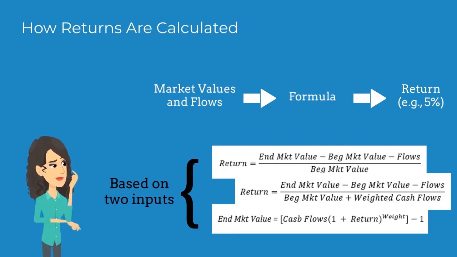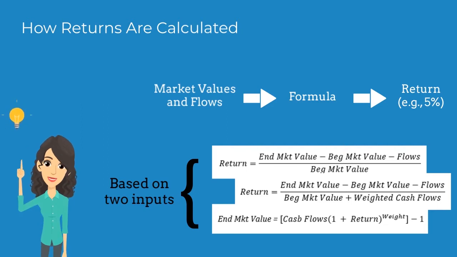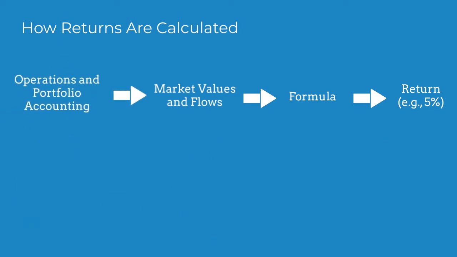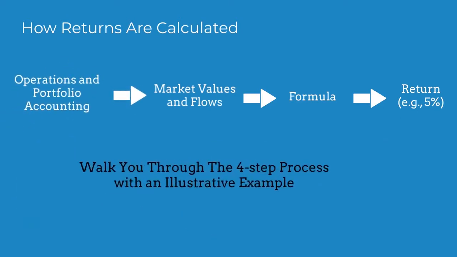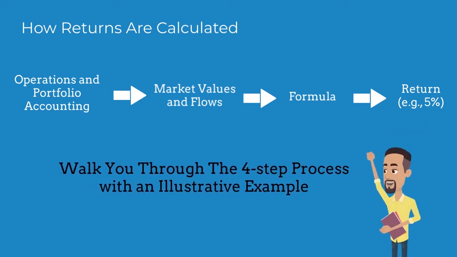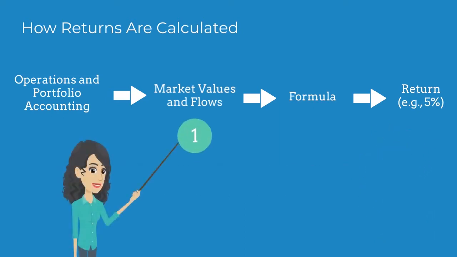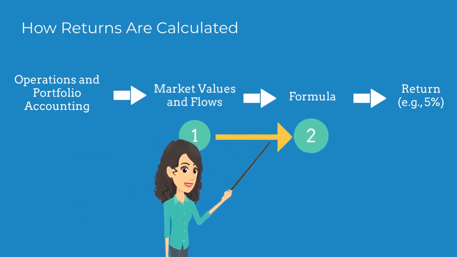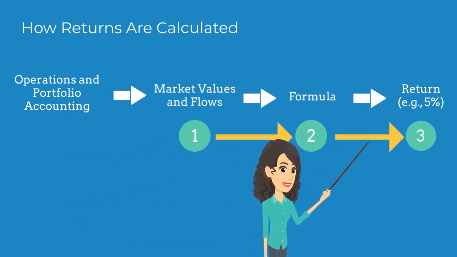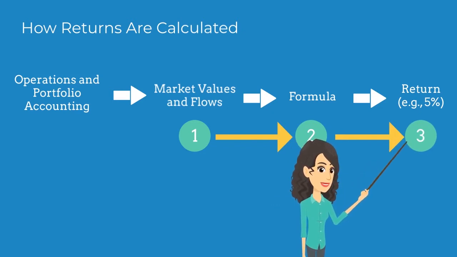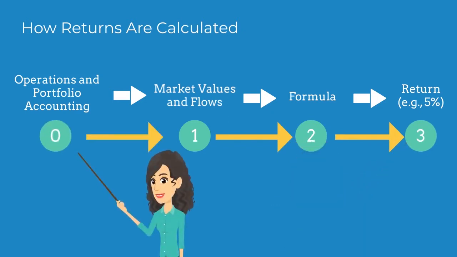And how do we get these inputs, market values and flows? They are based on the processing of input data, and that is what I'm going to refer to as operations and portfolio accounting. In this video, I'm going to walk through this four-step diagram using an illustrative example so you understand this process at a high level. I'm first going to start with market values and flows, show you what those are, then apply a formula and show you how to calculate a return. And then after that, I'm going to go back and show you what I mean by operations and portfolio accounting.